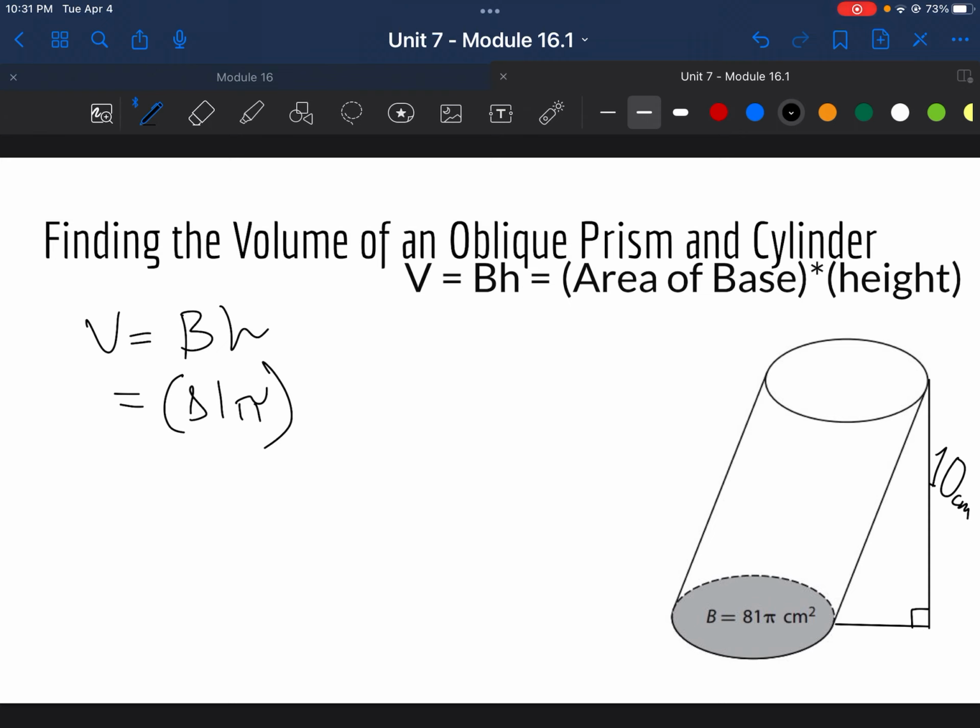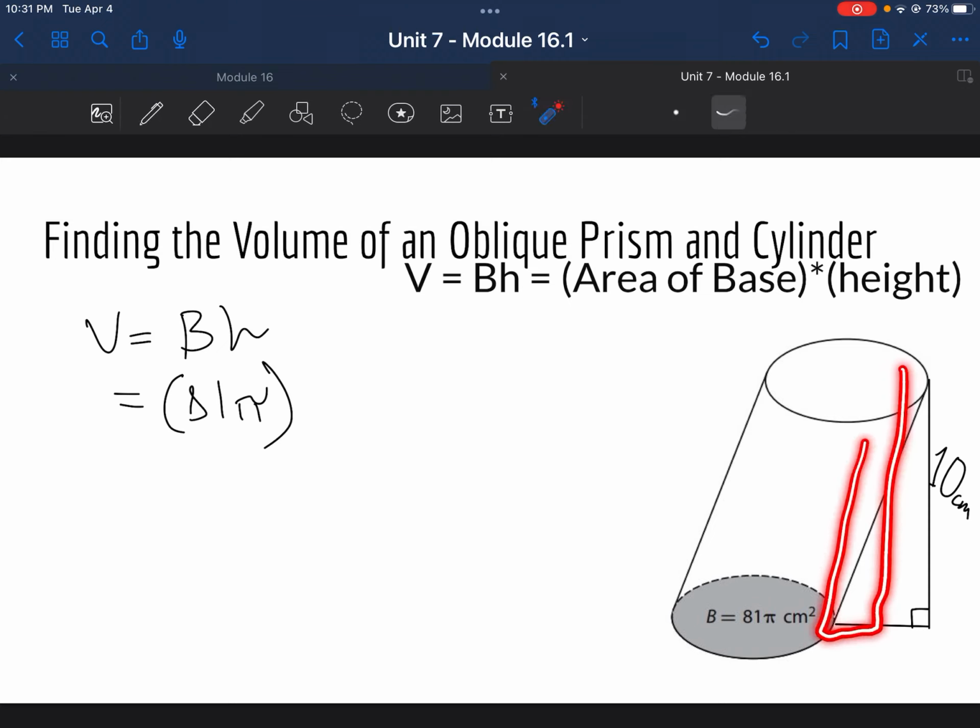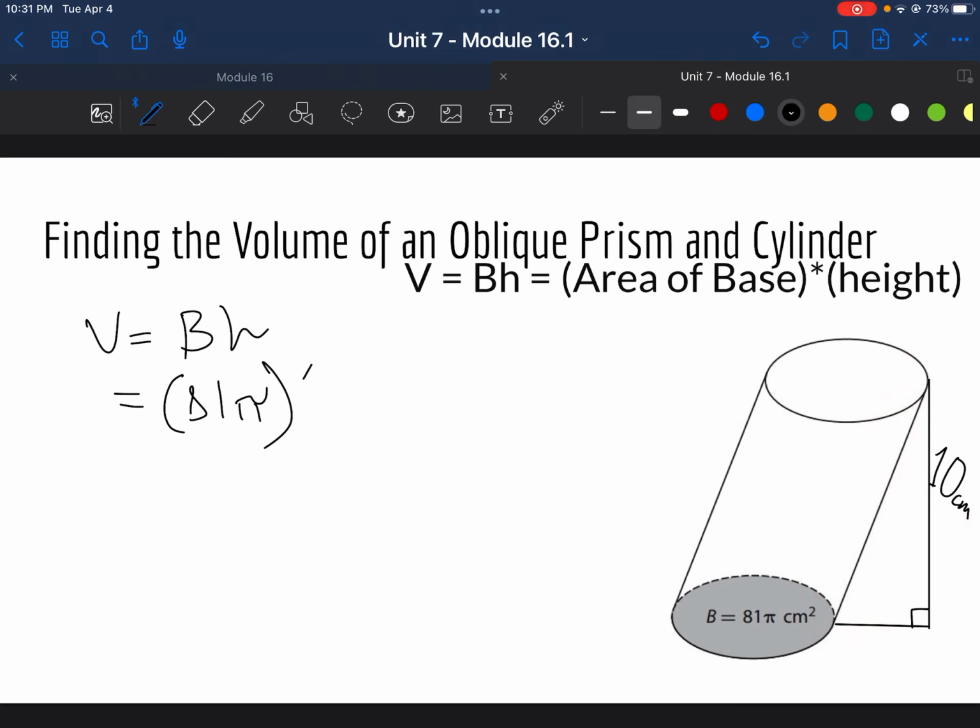So I'm going to plug in 81 pi for the area of my base, and I'm going to multiply it by the height of my cylinder. In this case, I forgot to put it in the PowerPoint, but it's going to be 10 centimeters. So we're left with 81 pi times 10. So let me do that in my calculator. You guys can do it on your own.